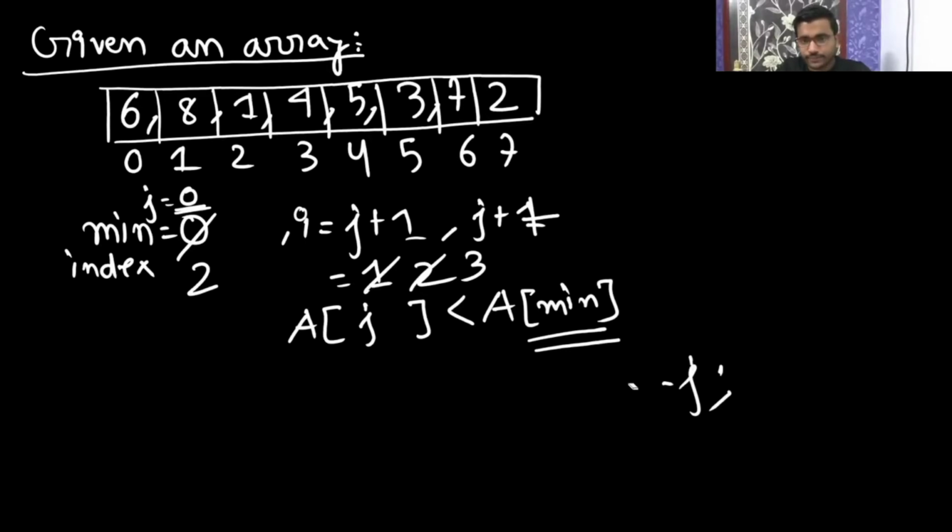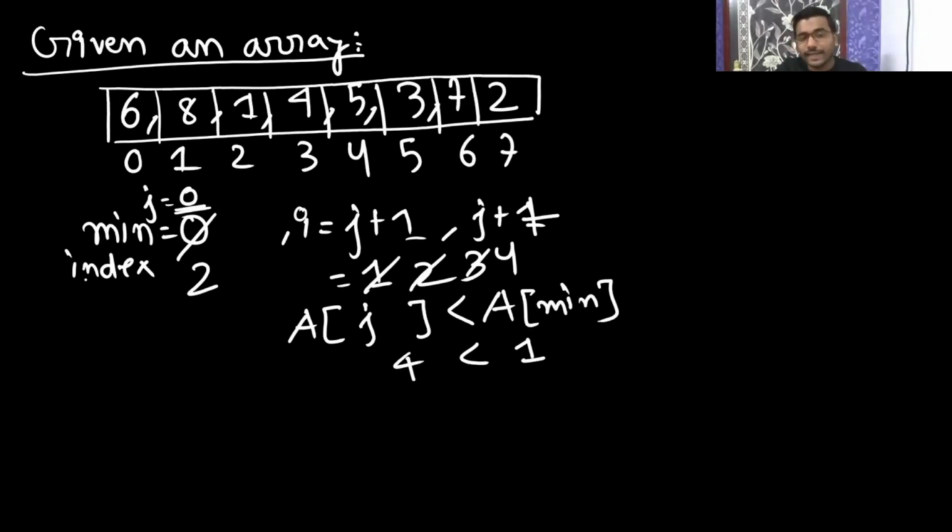Every time we are going to select the smallest element. a of 3 is 4. 4 is smaller than 2? Sorry, a of 2 is 1. Is it smaller? No. Similarly it will go to 4, then a of 4 is 5, 3, 7, 2. Nowhere is it smaller. So after one iteration you will find the first smallest element in the min index.